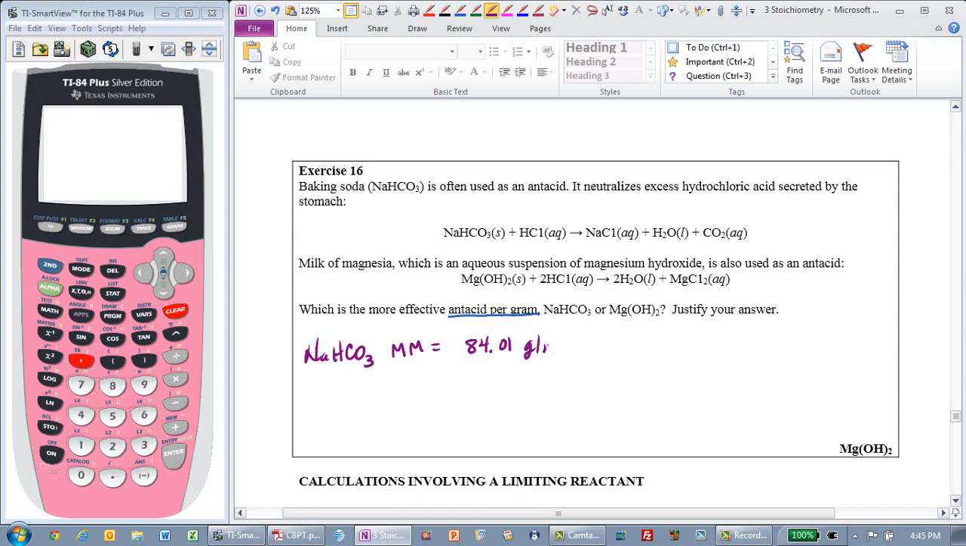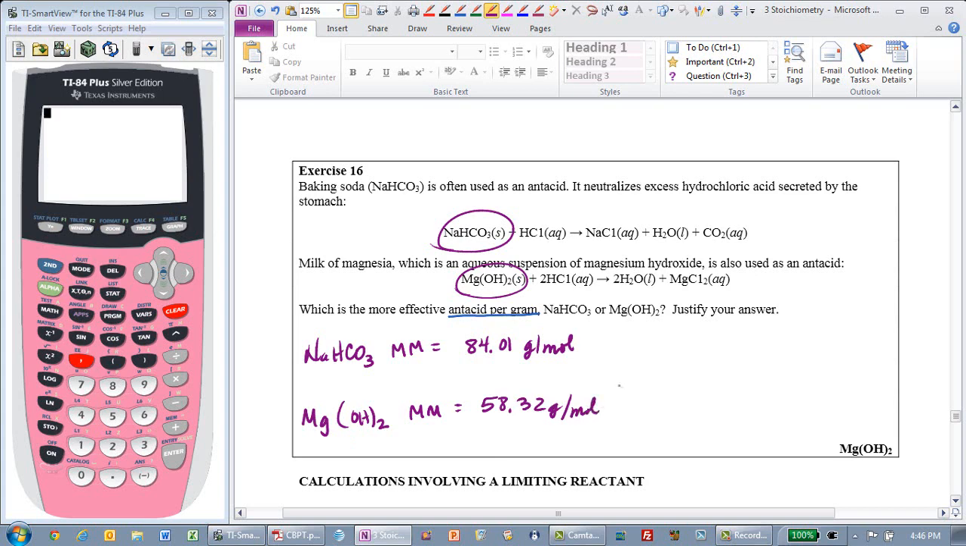84.01 grams per mole. All right, and then how about the other one? Mg(OH)2, and they kindly gave me the formula. They're not testing to see if I know the formula. It has a molar mass of... go ahead. I'm waiting. 58.32 grams per mole. Now don't get married to those numbers, because you have to think a little harder than that.